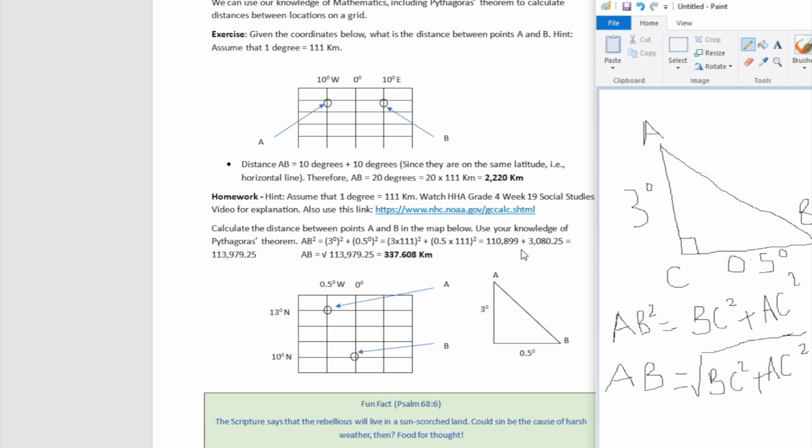And when you do that, you're welcome to use your calculator. You are going to get 110,889 plus 3,080.25, which is going to give you 113,979.25. Use your calculator to compute the square root. You're going to find the answer is 337.608 kilometers, and that's the distance between point A and point B.